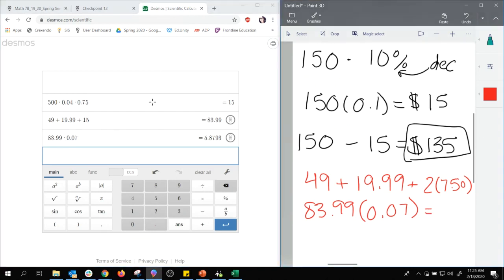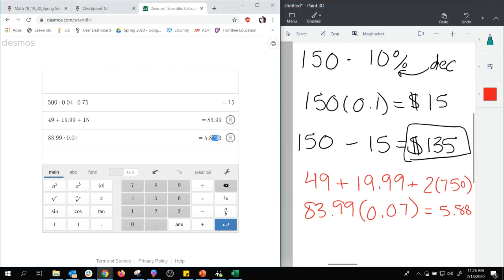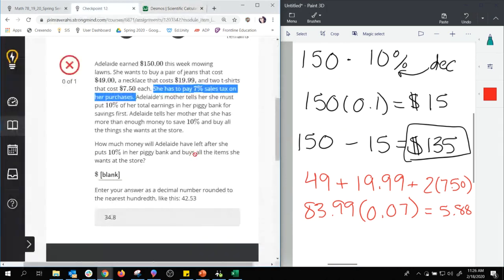So it looks like she's paying $5.88, right? Since we're talking about money, let's round this to the nearest hundredth because we only have two decimals when we're talking about money. So this 9 right here is going to make this 7 bump up. So it's going to be $5.88. So she's paying $5.88 in tax, right?